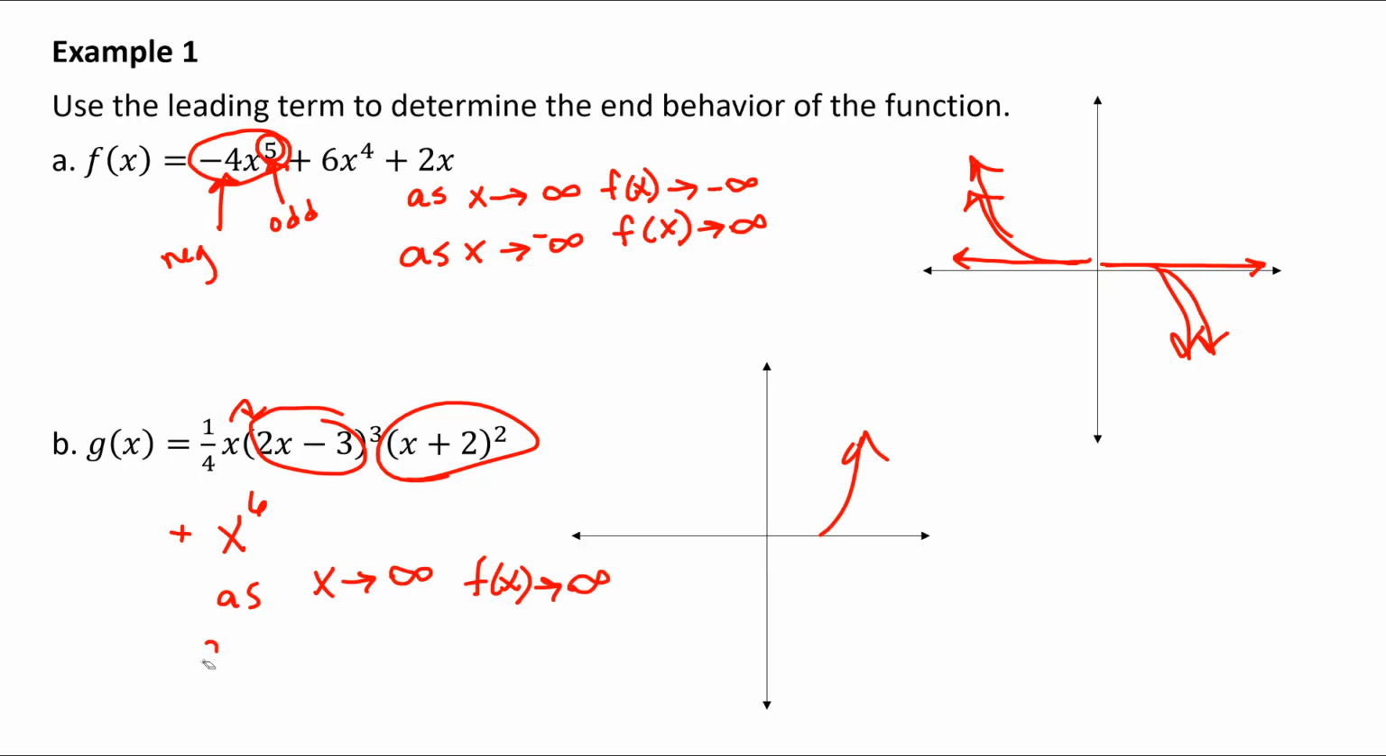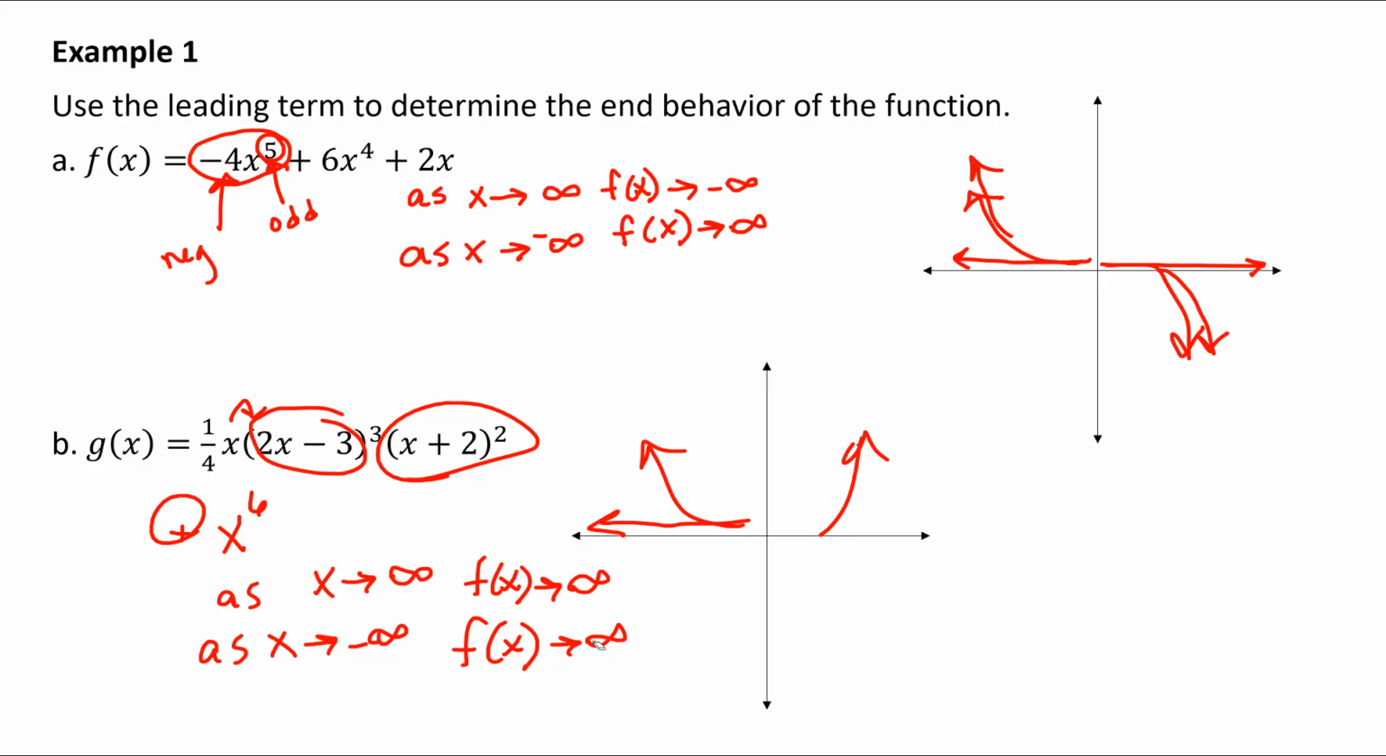As x approaches negative infinity, okay, you're putting negative values into the function. You're raising it to the 6th power. That becomes positive again. You're multiplying it by a positive number, still positive. So it also goes up on that side. So as x approaches negative infinity, f of x still approaches infinity. Okay? So that's how you figure out the end behavior of a function.